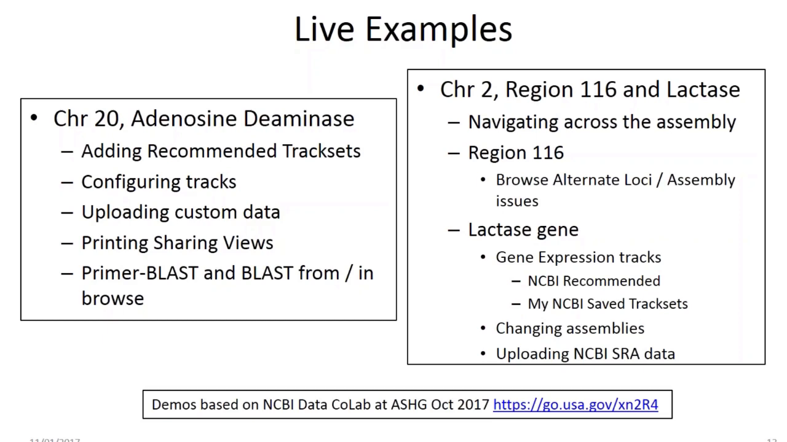And then from that particular gene, we're going to run Primer-BLAST to get some primers to amplify a particular exon. Then we'll BLAST some sequences from different species, and we'll load those into the browser to look at conservation. And then on chromosome 2, if we get a chance, we'll take a look at region 116, which is a region that has alternate assemblies. And then we'll look at the region surrounding the lactase gene.